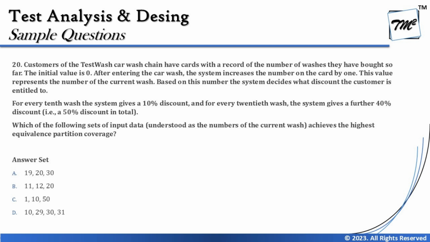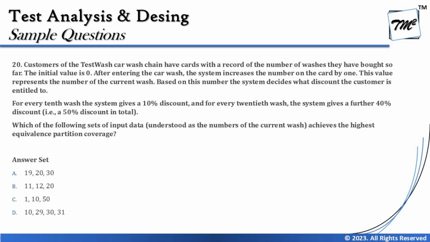The initial value is 0. After entering the car wash, the system increases the number on the card by 1. That means every single wash will give a count of 1 on your card. This value represents the number of current washes. That's totally correct. Based on this number, the system decides what discount the customer is entitled to.